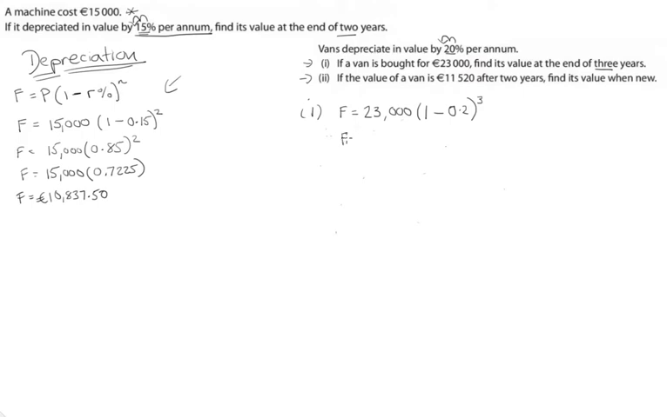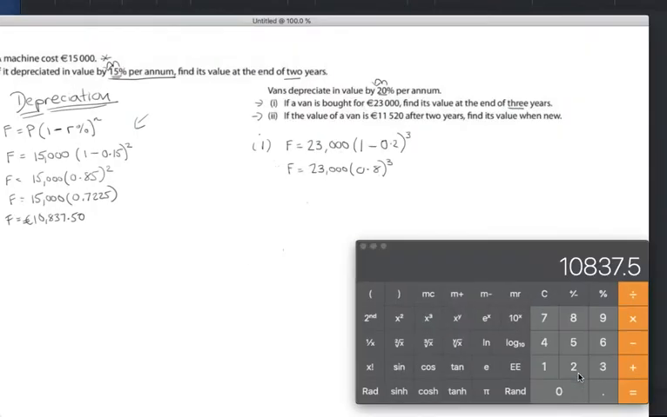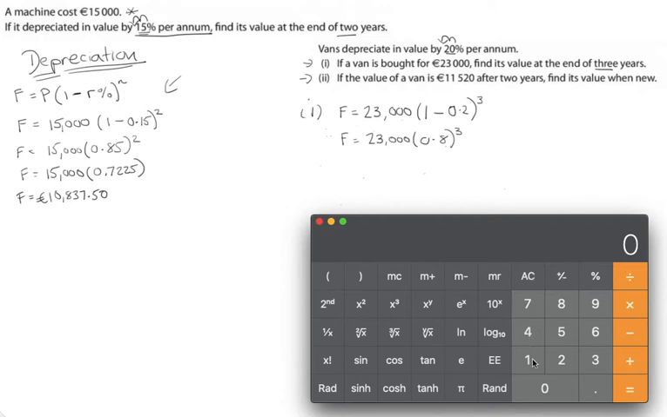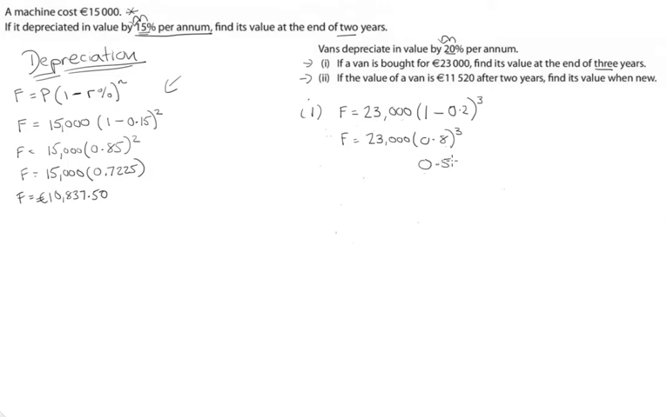So now F is equal to 23,000 times (1 minus 0.2), which is 0.8, and that's to the power of 3. So let's get our calculator and clear this. And we have 0.8 to the power of 3, which is 0.512. So now we have 0.512, and that's still in brackets because it has to be multiplied by the 23,000.